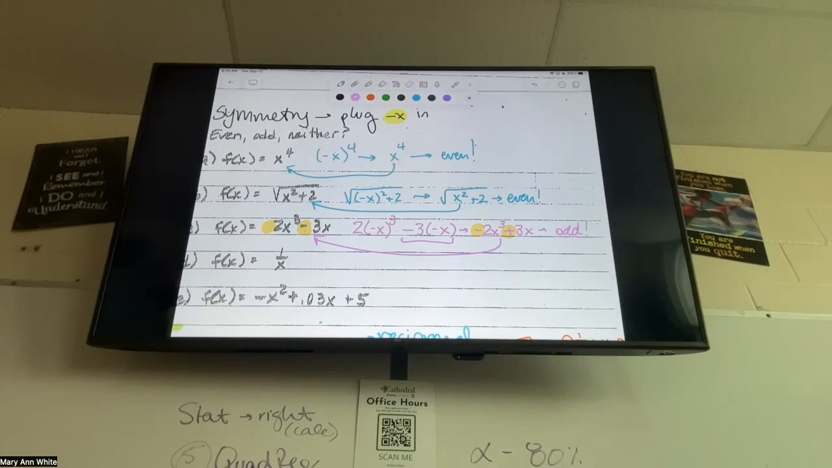Okay. Next one, it's got 1 over x. I'm going to make that 1 over negative x. Can I simplify that anymore? No, that's as good as it gets. How does that relate to how we started? It's the opposite, which makes it odd. Very good. So that was positive, now it's negative, so it's just odd.